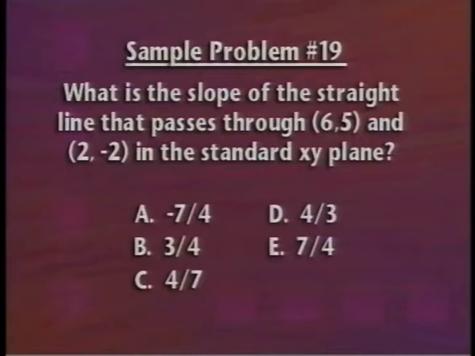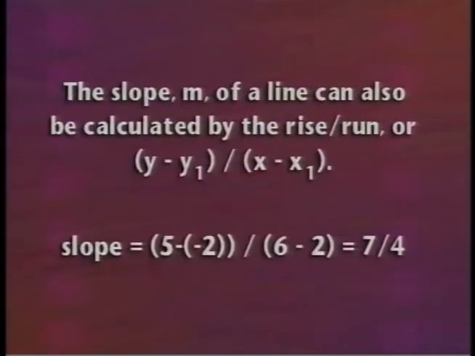What is the slope of the straight line that passes through 6, 5 and 2, minus 2 in the standard xy plane? The slope m of a line can also be calculated by rise divided by run, or y2 minus y1 divided by x2 minus x1.